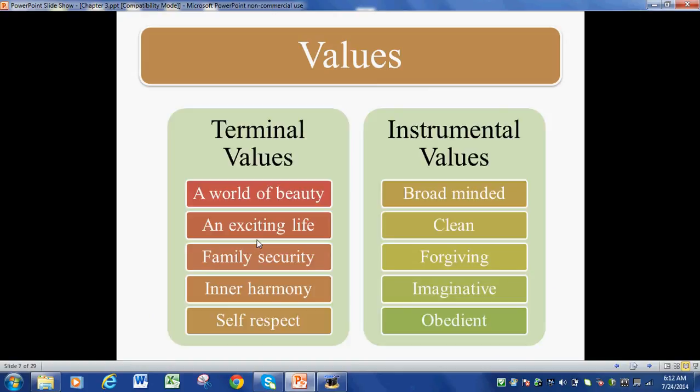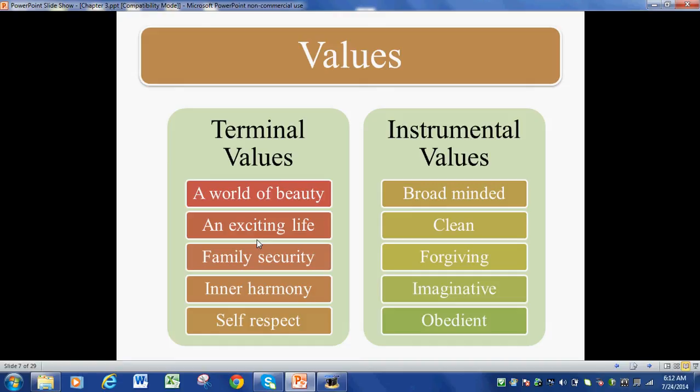And so obviously you have different types of values. You have terminal values and instrumental values, the main ones that they're always going to speak of. In the terminal value section you have a world of beauty, an exciting life, family security, inner harmony, and self-respect. Right? These terminal values are going to be there forever. Instrumental values are more operational. So broad-minded, clean, forgiving, imaginative, obedient. All right, different types of values, but the terminal values are the ones that you want for the entire longevity.